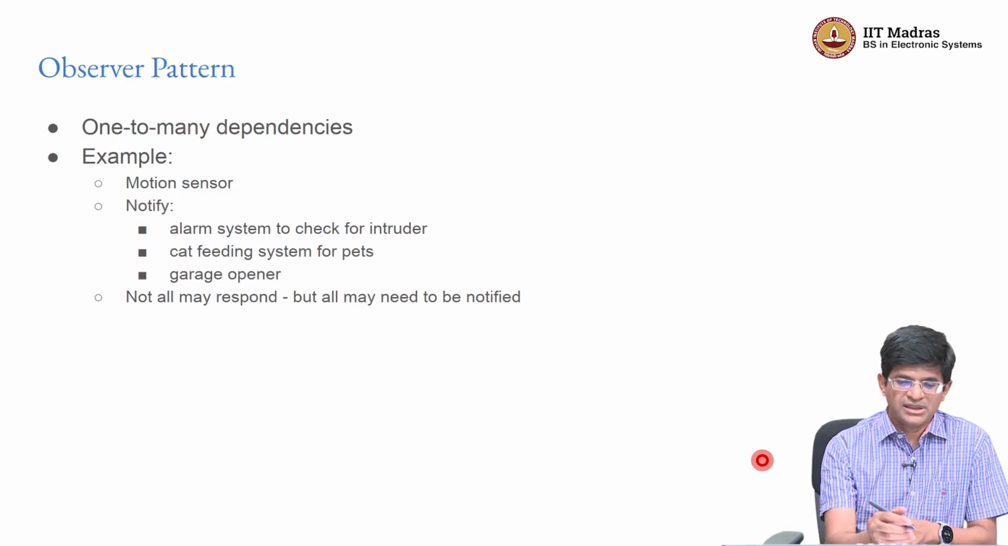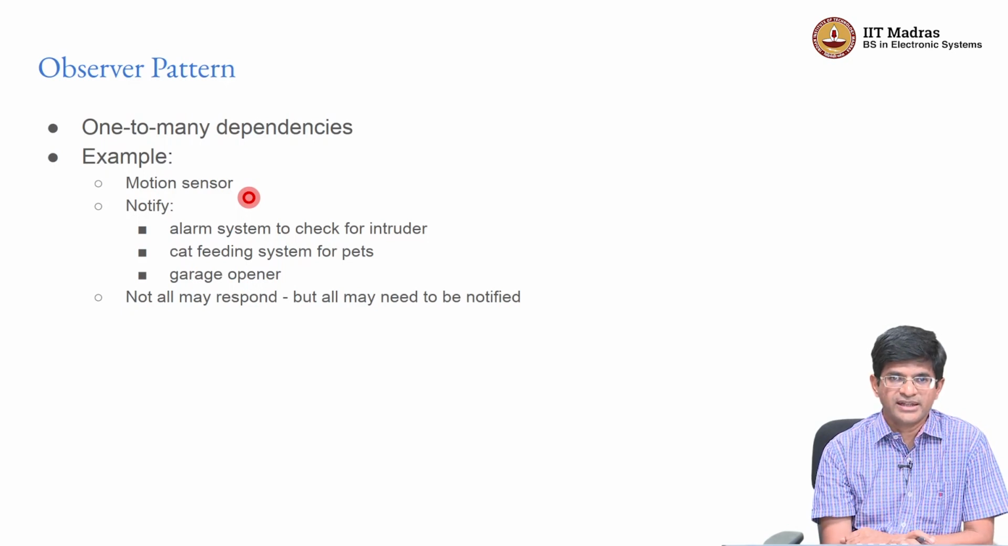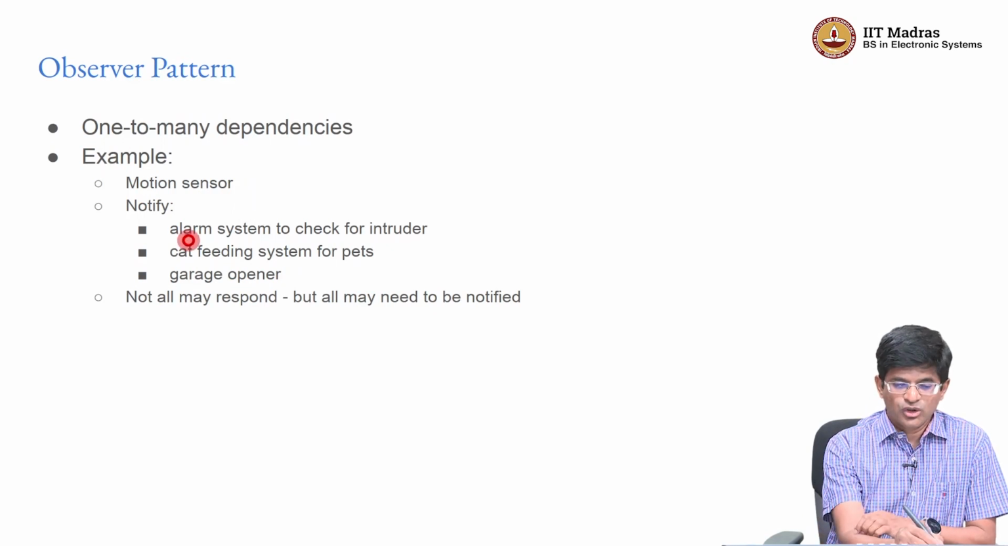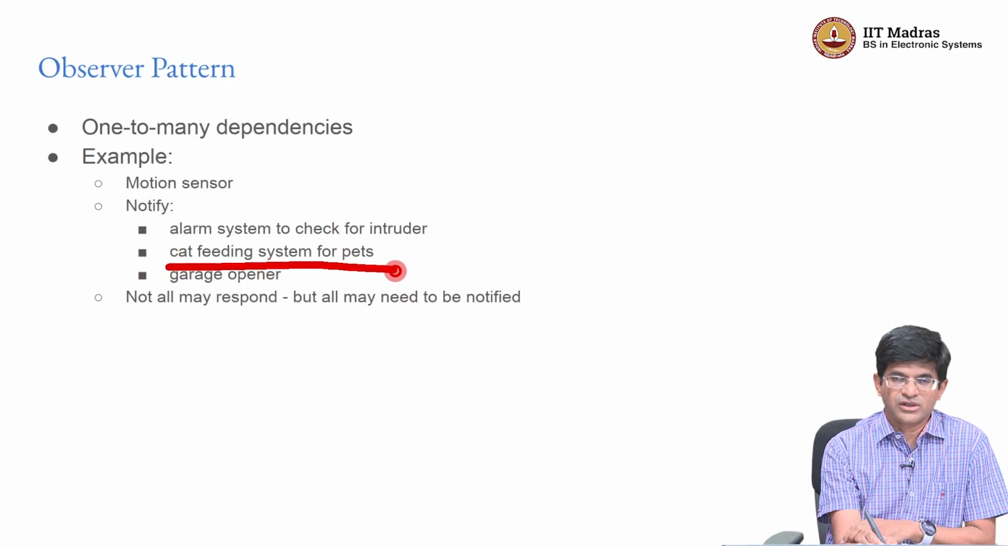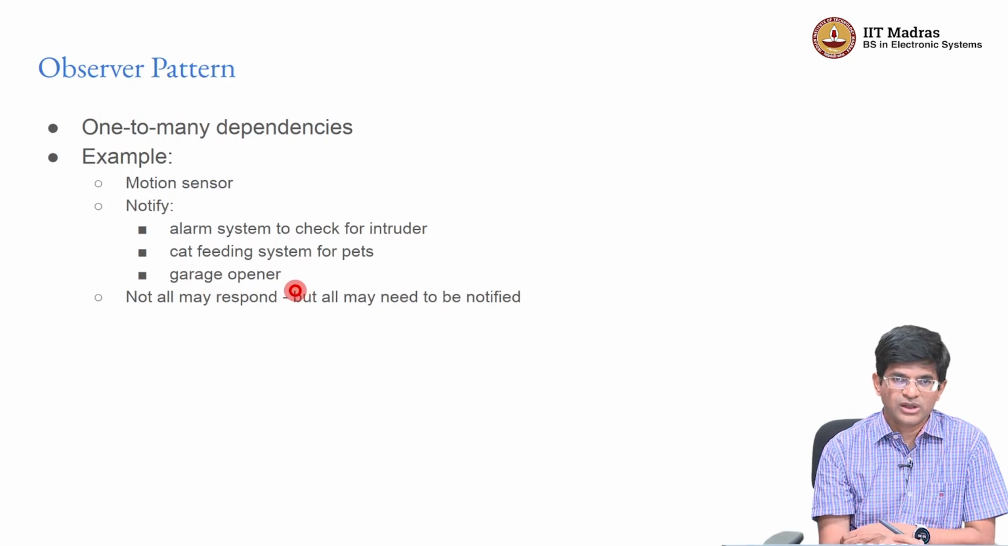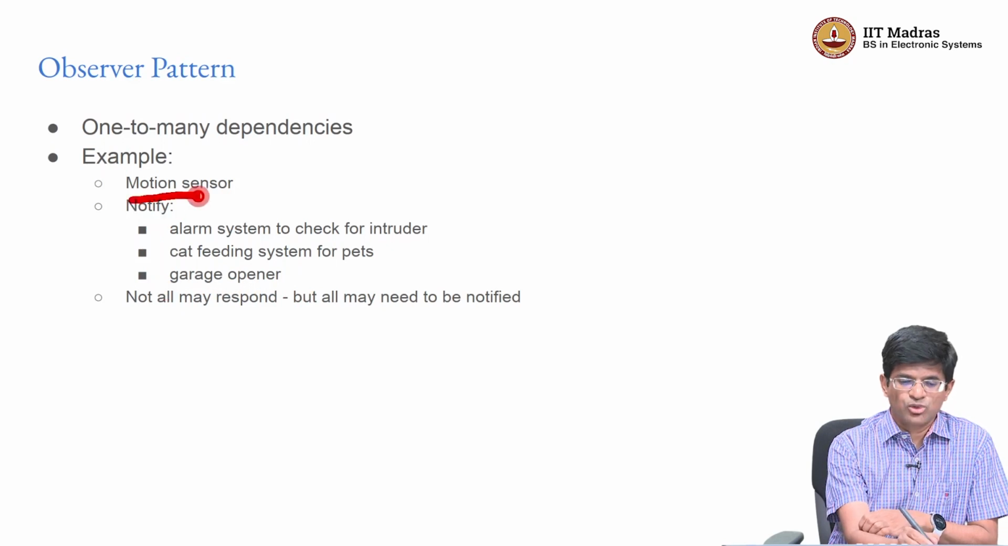As an example, consider that you have a motion sensor somewhere in your house. The motion sensor is triggered, maybe something has gone in front of the sensor and indicated that there was movement. Now, the movement could be one of many different things. It could be an intruder trying to break into the house, in which case the alarm system needs to be triggered. It could be that your pet cat has come in and you need to have some kind of feeding mechanism automated so that the cat can be given food. It could be a garage opener basically saying that your vehicle has come close to the house and therefore maybe open the garage.